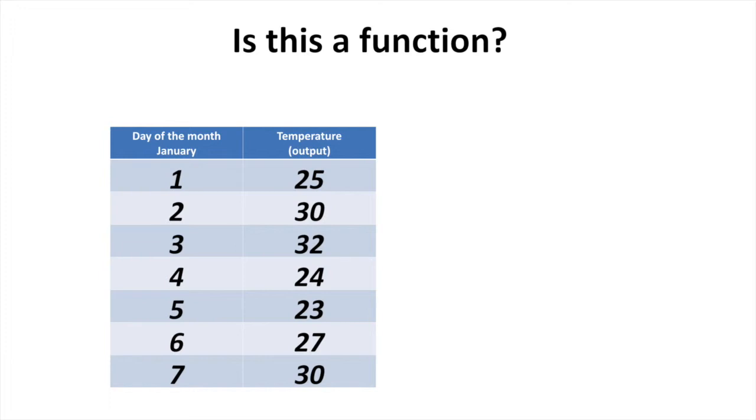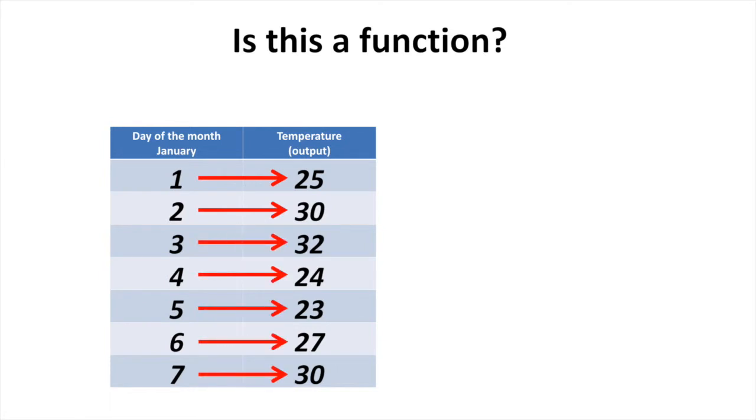So let's go down the list here. For the first day of the month, there's only one output. For the second day of the month, there's only one output. Now this is like the high temperature of the day, if you will. So there's only one high. There can't be two highs. And if we continue down the line, all of these inputs, every one input has exactly one output. So this one is considered a function.